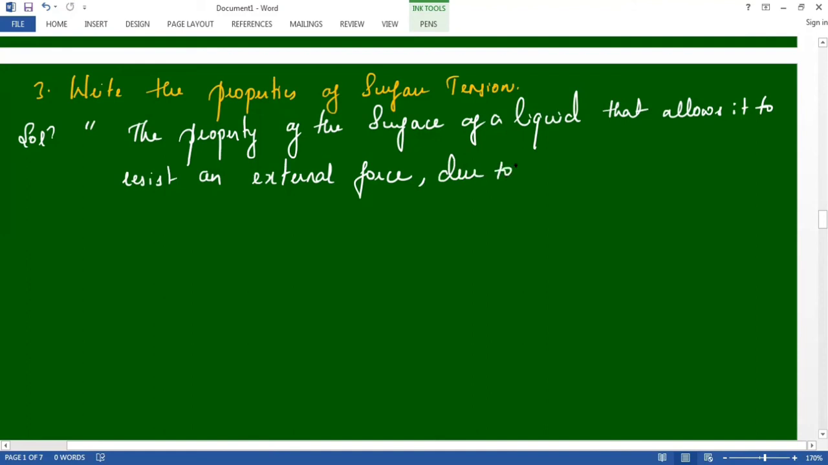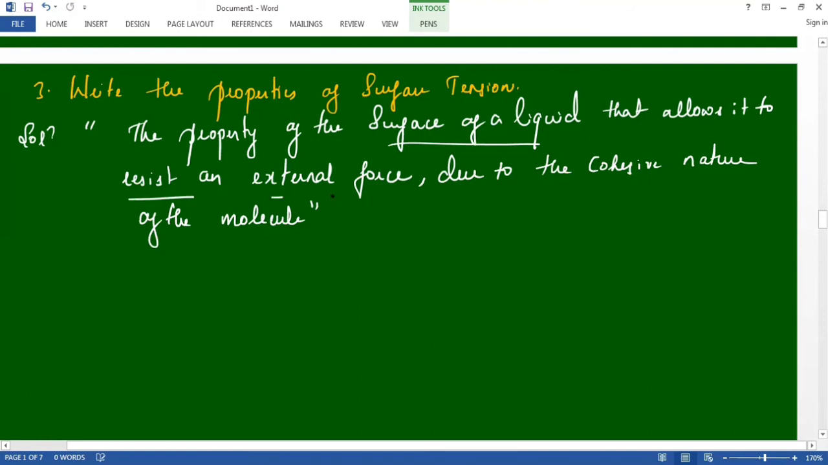This is an important property. The property of a surface of a liquid that allows it to resist the external force due to the cohesive nature of the molecule. This is the important property. Okay, next point is the high surface tension.